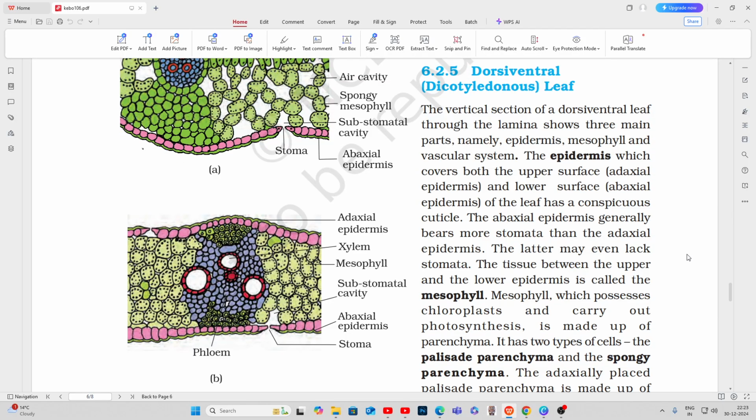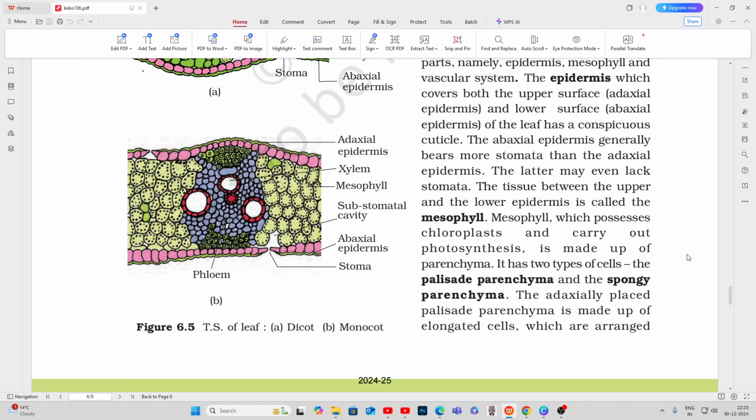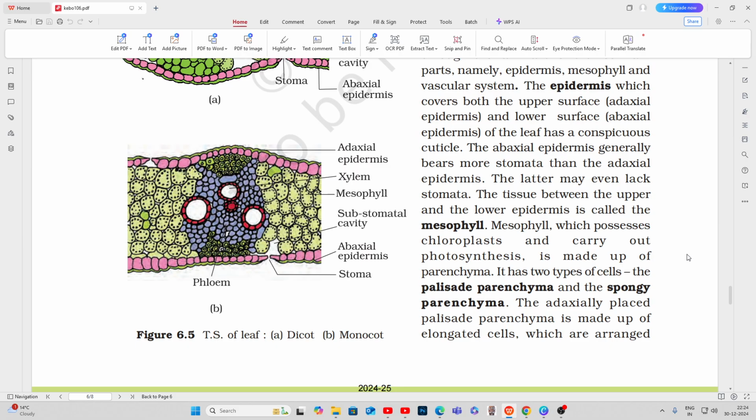6.2.5 Dorsiventral, dicotyledonous leaf. The vertical section of a dorsiventral leaf through the lamina shows 3 main parts, namely epidermis, mesophyll, and vascular system. The epidermis, which covers both the upper surface, adaxial epidermis, and lower surface, abaxial epidermis, of the leaf has a conspicuous cuticle. The abaxial epidermis generally bears more stomata than the adaxial epidermis. The latter may even lack stomata.